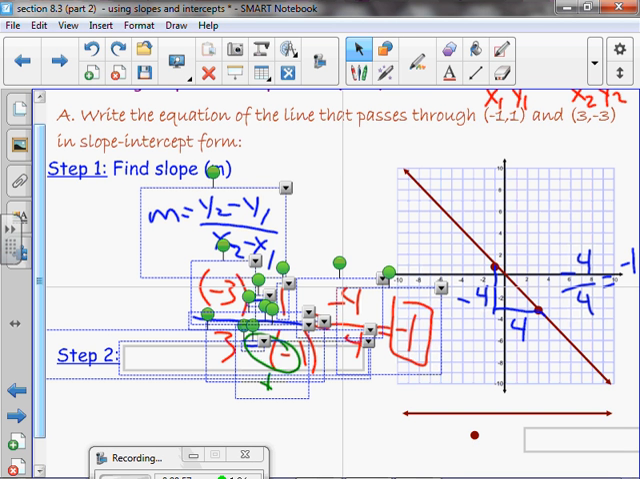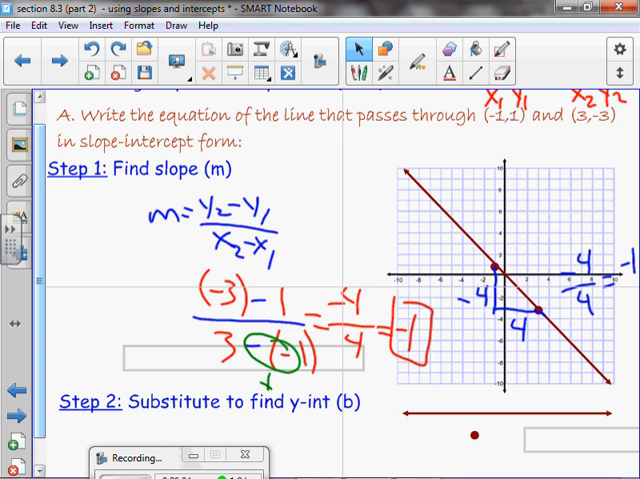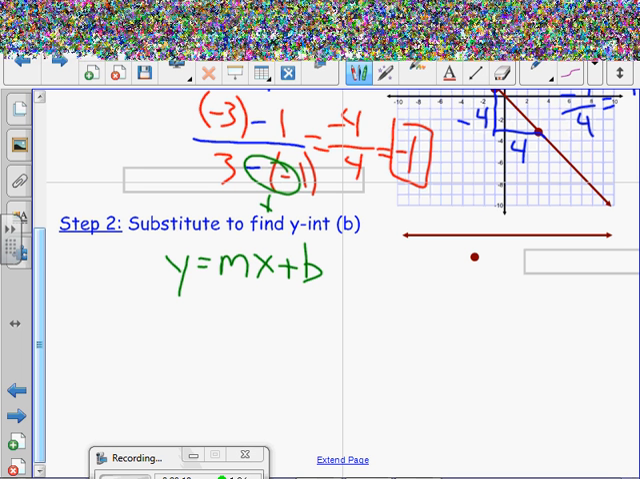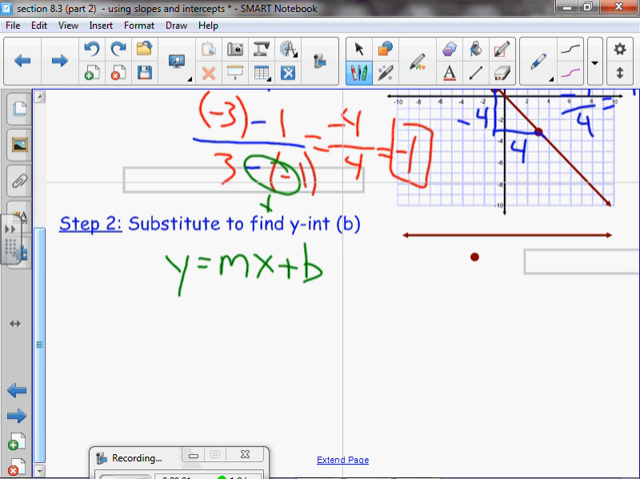Now what I am going to do, I'm just going to move this down. Step 2, we're going to substitute to find our y-intercept, which is b. Okay. What that means is I'm going to take my slope-intercept form, y equals mx plus b. If I have y equals mx plus b, I need to substitute in for m. I know what m is. It is negative 1. So I will plug that in. Everything else will stay the same. Y equals mx plus b.